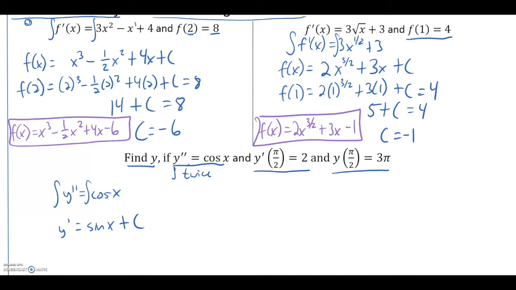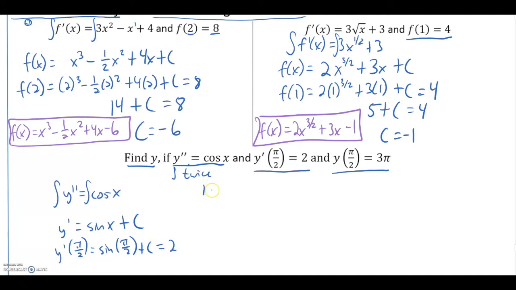Now we want to integrate one more time to get back to our original y, but it'd be really nice if we get rid of this constant before we do that. Otherwise, we're going to end up with this constant and another one from our second integration. Well, note we're told a condition about y prime. Y prime of pi over 2, which would be sine of pi over 2 plus c, has to equal 2.